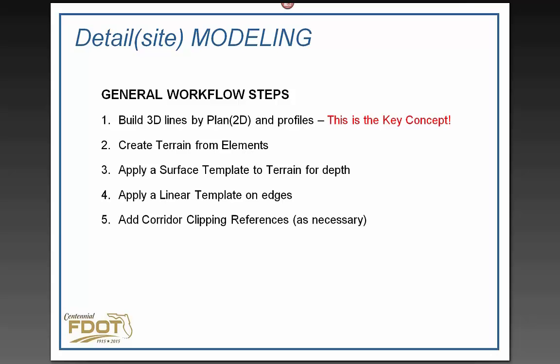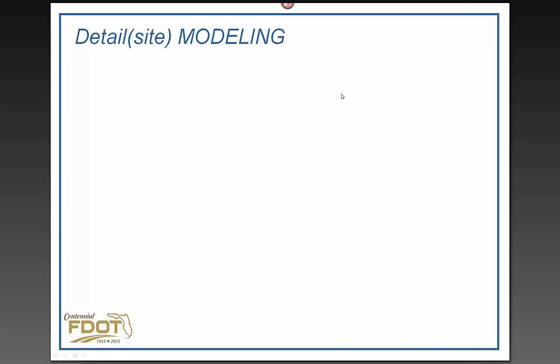If you've not clipped out or planned for corridor gaps, then you might need to use clipping references to clip those out. So those are basically the steps, and the chapter basically starts with the first planning steps, as far as building some gaps in your corridor so that you can plan for the intersection. And then we go through the process of building 3D lines, creating a terrain, applying a surface, applying a linear template, and then clipping the references. And that's the whole chapter 9 in a nutshell.